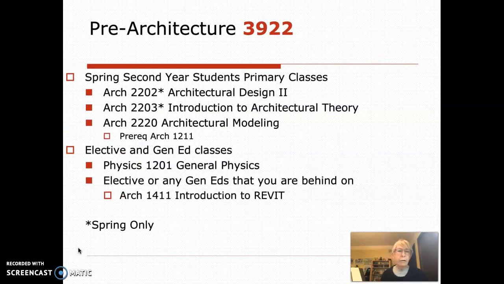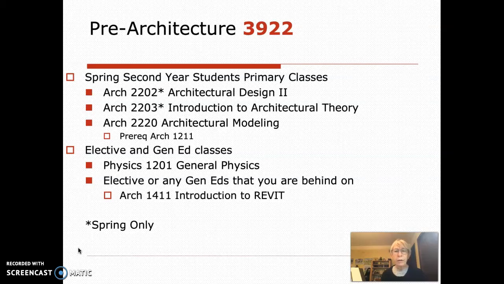For second year students, you're going to continue with your design sequence with Architecture 2202. You're going to complete your architectural history sequence with Architecture 2203, and then you will also take Architecture 2220, the 3D drawing class, if you have not already done it.